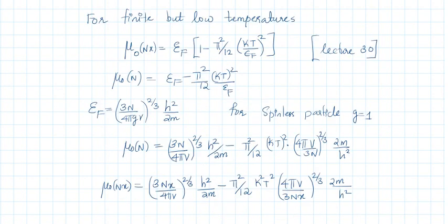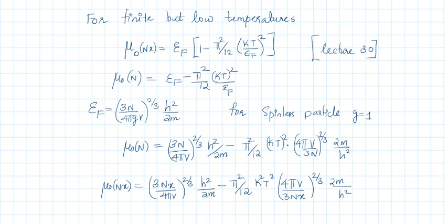Now, for finite but low temperatures, not 0 but finite low temperature, the chemical potential mu is given by this: EF into 1 minus pi square by 12 kT by EF whole square. If you put mu 0, that means that is for a spinless system.